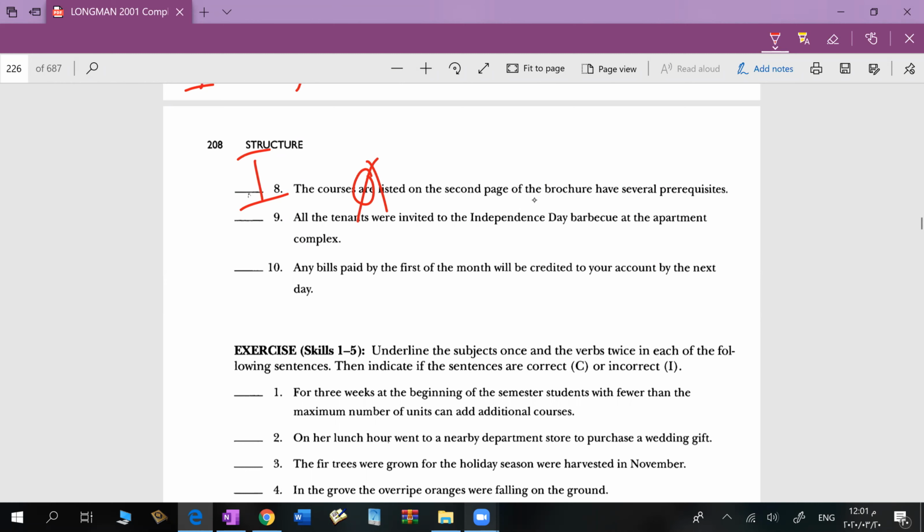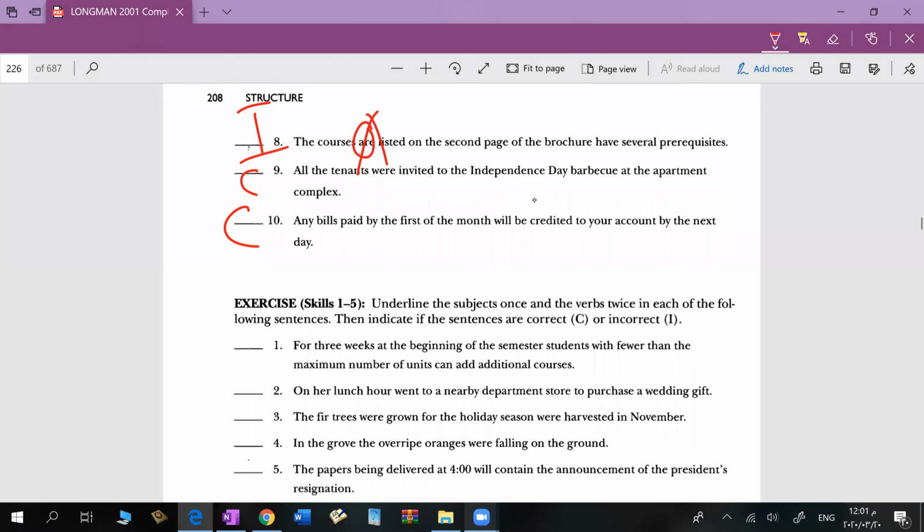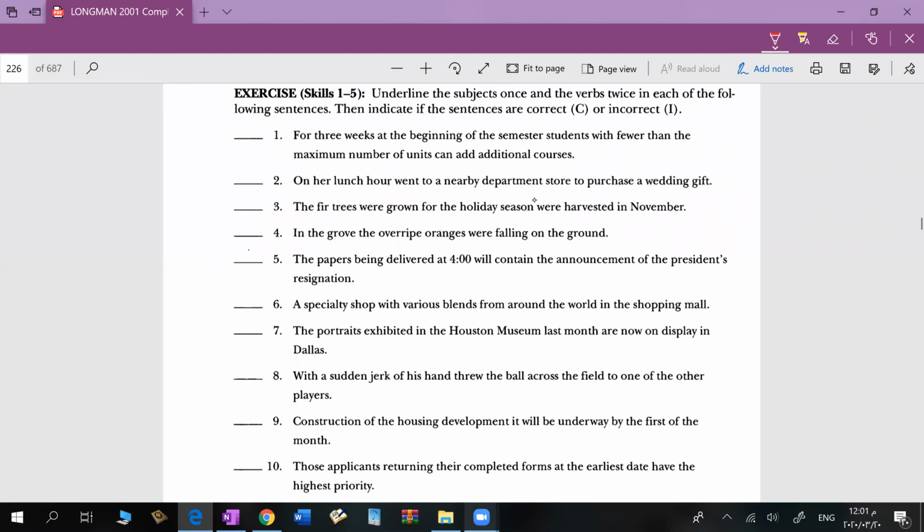"All the tenants were invited to Independence Day barbecue." The tenants, the residents in the building, were invited to the Independence Day event. Correct. "Any bills paid by the first of the month will be accredited." What do you think? Correct. Excellent.